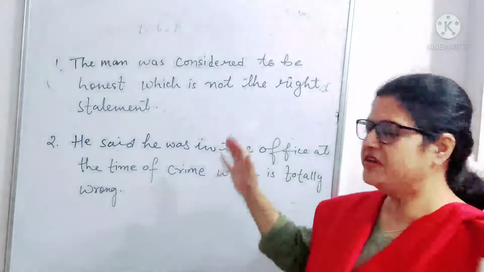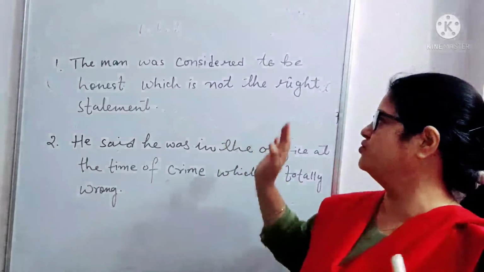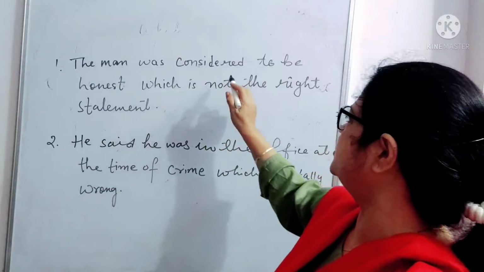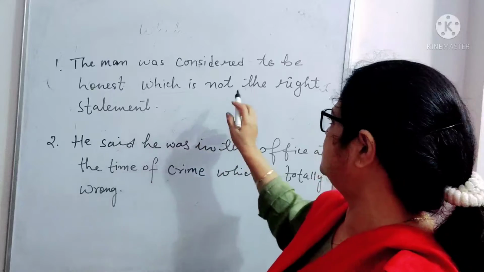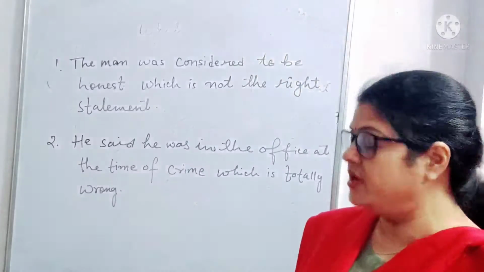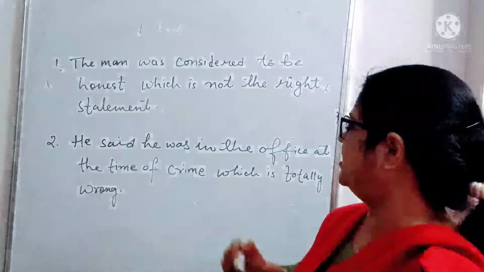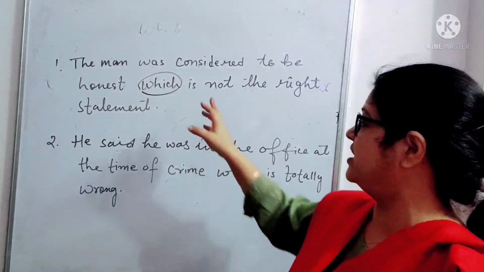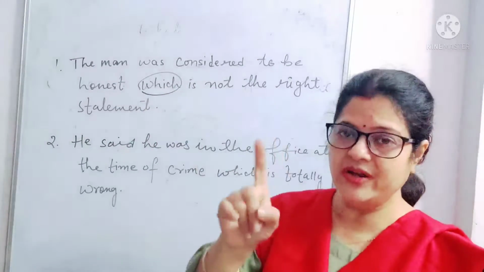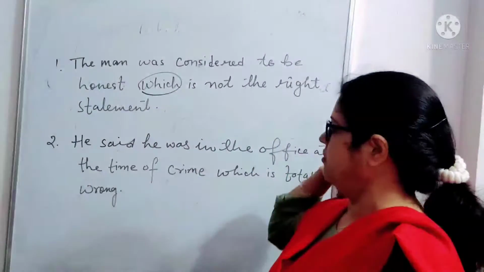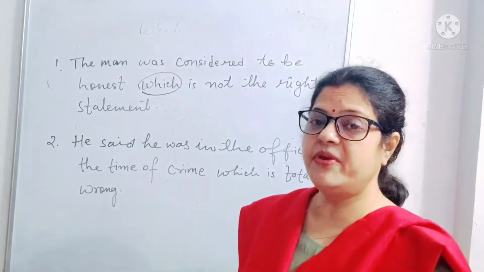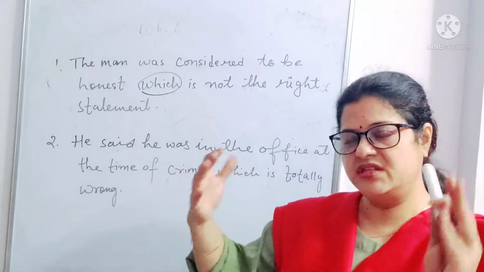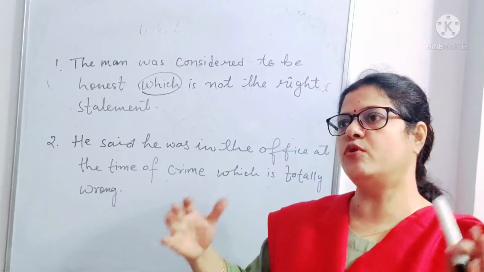Now in this slide I have written 2 sentences. Read these 2 sentences carefully and try to understand what I am saying. The man was considered to be honest, which is not the right statement. So here, the relative pronoun which is used, but this which is not talking about one word. In previous examples, we have seen that which was used for some particular noun or pronoun. This is the car which was stolen. This is the book which was bought.